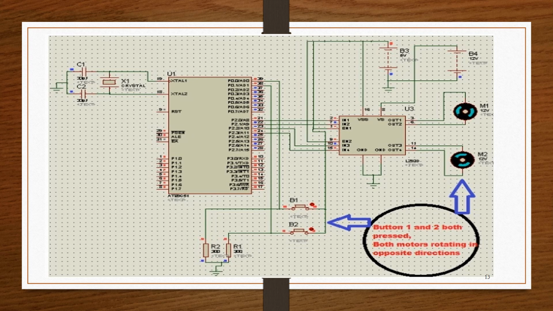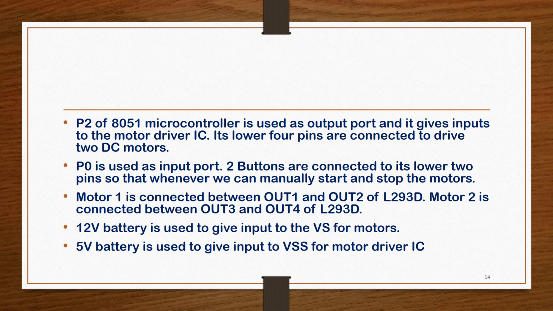So we can write a simple small program, connection wise. P2 of the 8051 microcontroller is used as the output port and it gives inputs to the motor driver IC. Its lower 4 pins are connected to drive two DC motors. P0 is used as an input port. Two buttons are connected to its lower two pins so that we can manually start and stop the motors. Motor 1 is connected between OUT1 and OUT2 of L293D. Motor 2 is connected between OUT3 and OUT4 of L293D.